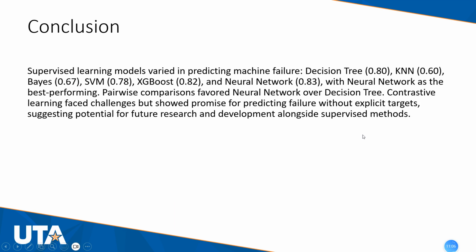So the conclusion of this report is that supervised learning models can be used to predict machine failures, and we can get good results with the decision tree, gradient boosting, and neural network. In this case, the neural network is the best model to predict the failures in this data set. After pairwise comparison, we can see that the decision tree has the performance closest to the neural network.